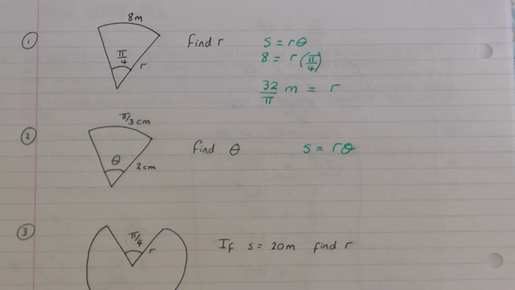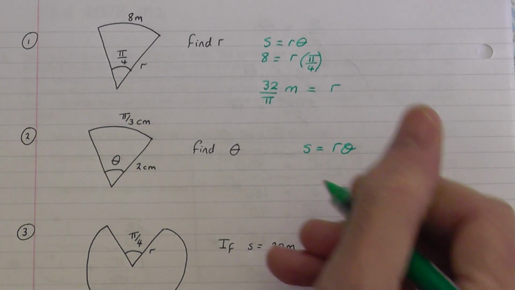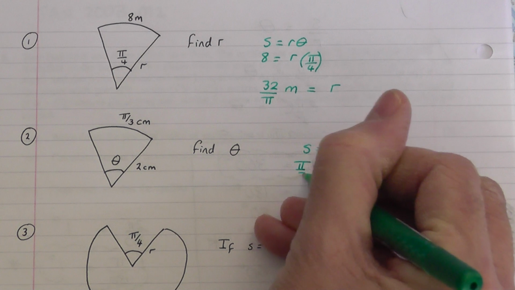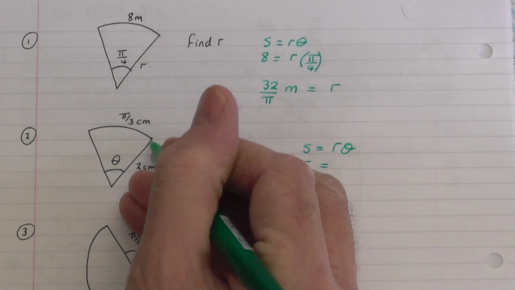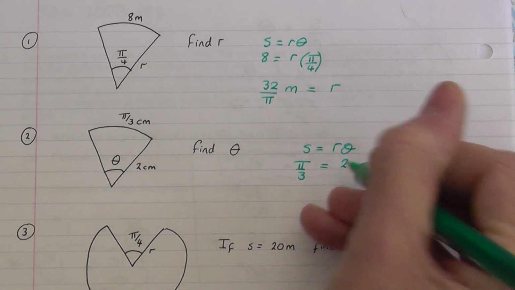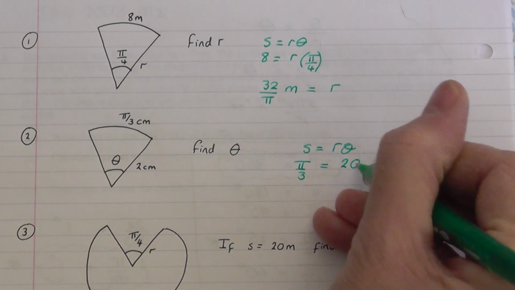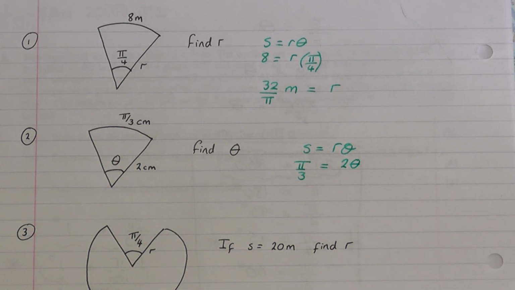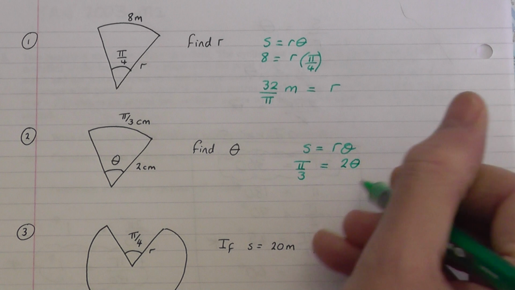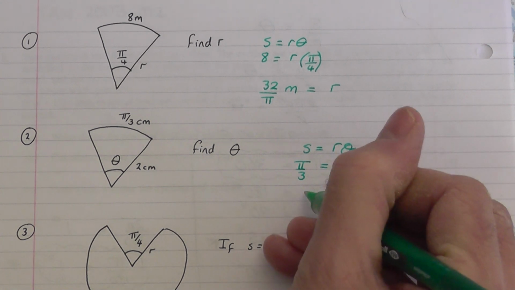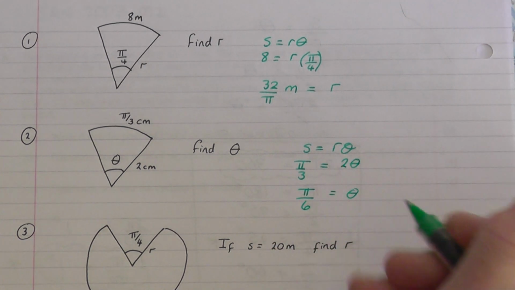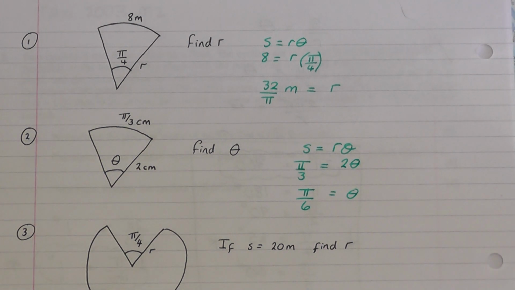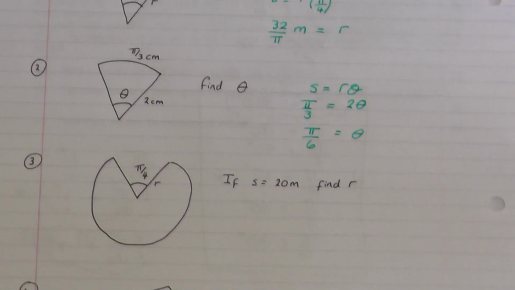Number 2, again you're told something about arc length, so the starting point will be s equals r theta. S is pi by 3 this time, so pi by 3 equals r. This time we know r is 2, and it's theta we don't know, and we have to find theta, so we get that equation. Divide both sides by 2, and you'll get theta. Divide that by 2, you get pi by 6 rads. Don't need to write the word rads in, pi by 6 is fine on its own, as I explained earlier in a different video.